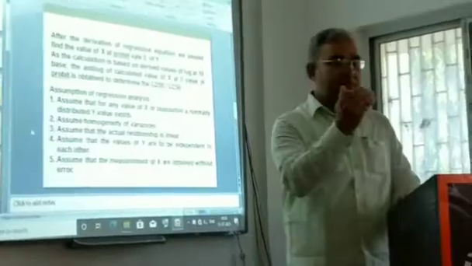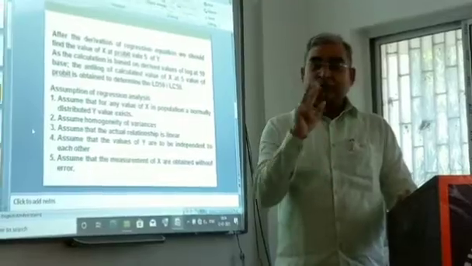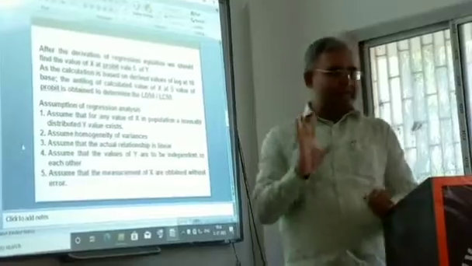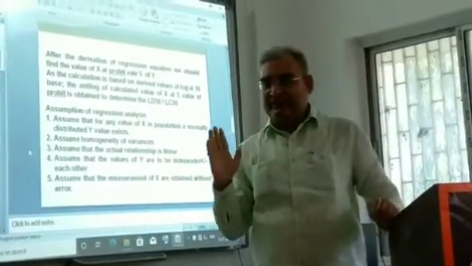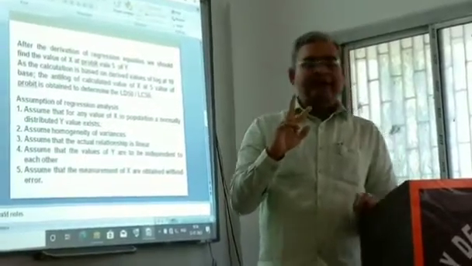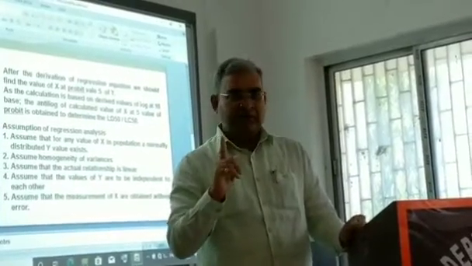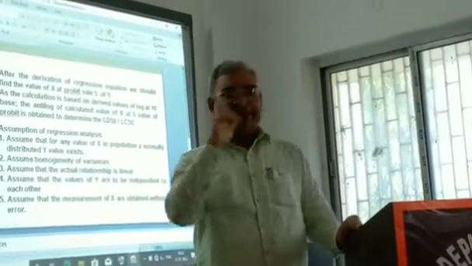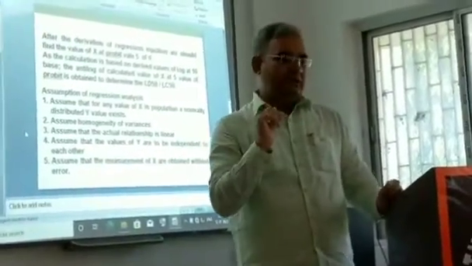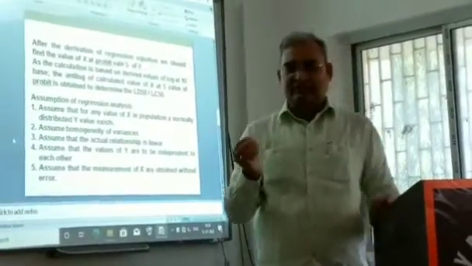Clear? Test of significance. There are two methods described in different books or literatures. If you go through the different books and literatures, there are two methods. One is by ANOVA, that is the F test. ANOVA F test. Another is by the T test. The calculation by way of ANOVA is a bit more complex than the T test.